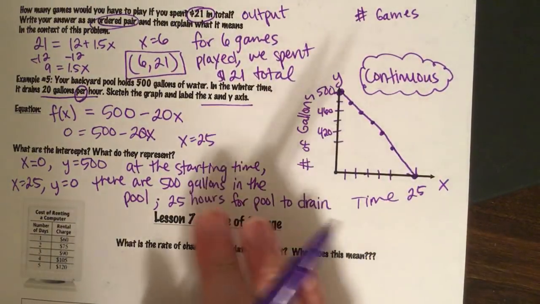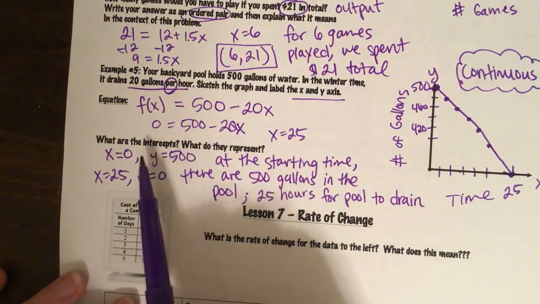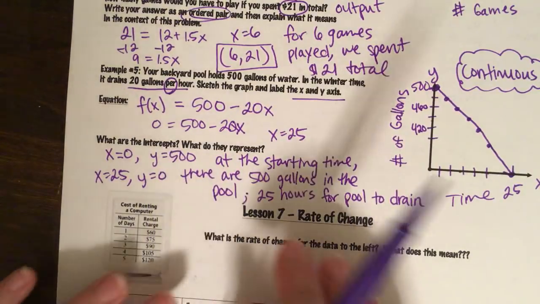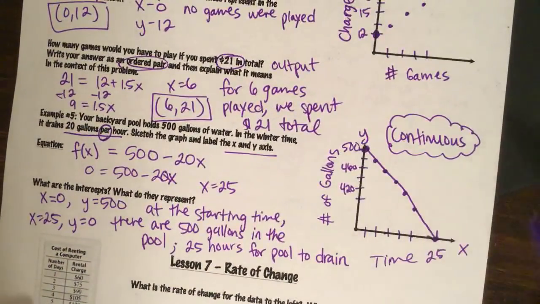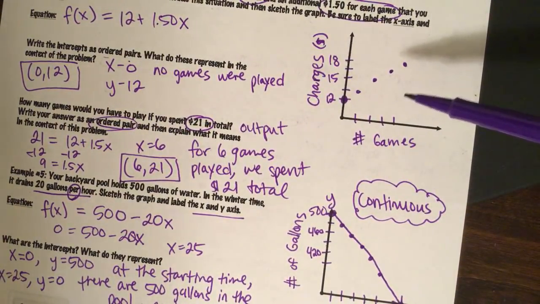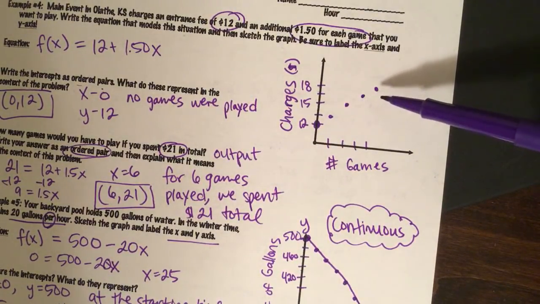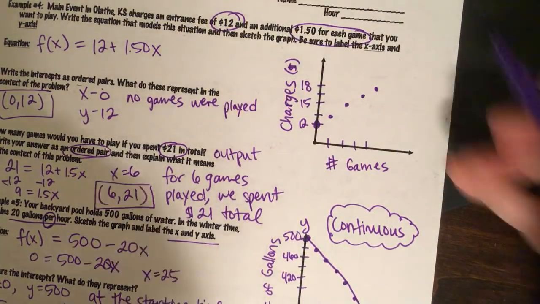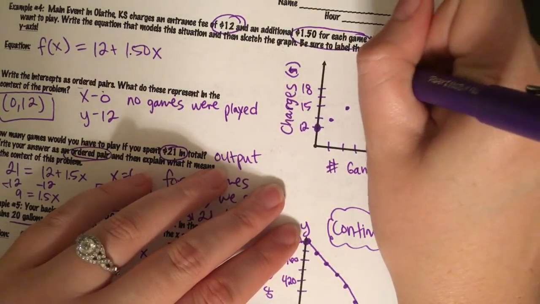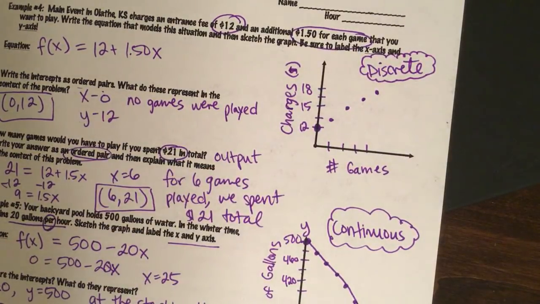All right, whew. There's a lot to these word problems. There's a lot to consider. Make sure you're reading the directions. What are the intercepts? What do they represent? These are plural, meaning more than one. And make sure we have all of our correct labels on there. And again, we said the main event example was going to be discrete because even if you play part of a game, main event is still going to want you to pay for it. So I'm going to add that onto our little sheet here that we have a discrete graph.